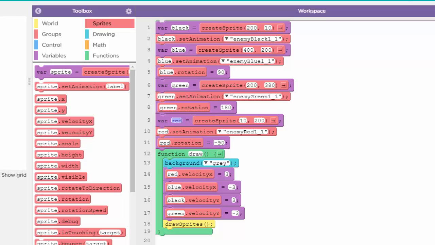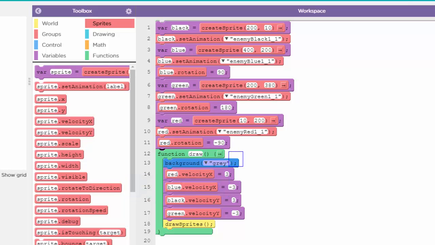Here's the setup for my red spaceship. Create, and I gave all of these a beginning location. If you look at when I said create sprites, I figured out a starting location for them. And here's my set animation, and I did have to rotate my red one to make it point the way that I wanted it to point, right?